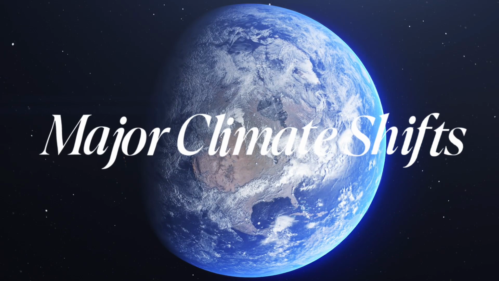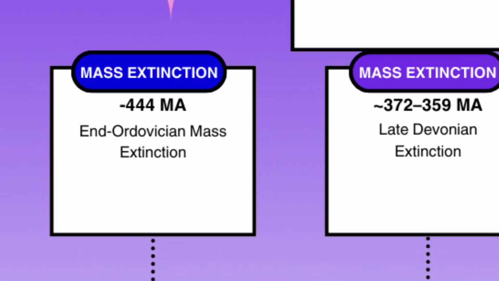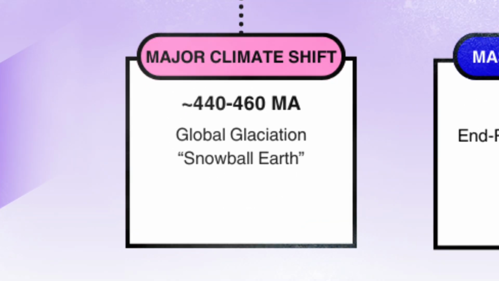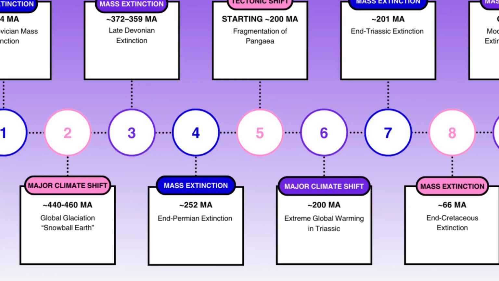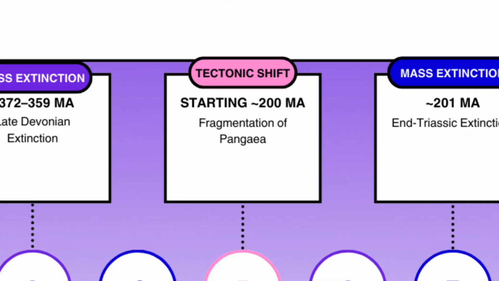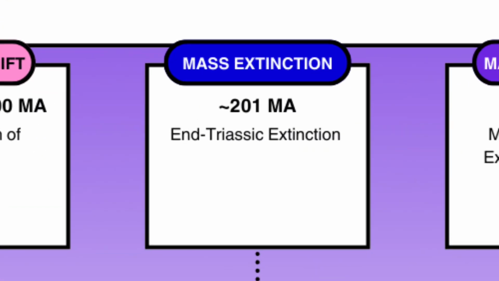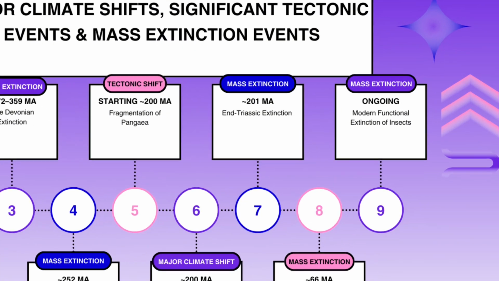The theme of this project is major climate shifts, significant tectonic events, and mass extinction events. In summary, we will be covering the end Ordovician mass extinction, the global glaciation in the late Ordovician period, also known as snowball Earth, the late Devonian extinction, the end Permian extinction, the fragmentation of Pangaea, extreme global warming in the Triassic, the end Triassic extinction, the end Cretaceous extinction, and most importantly, the modern functional extinction of insects.